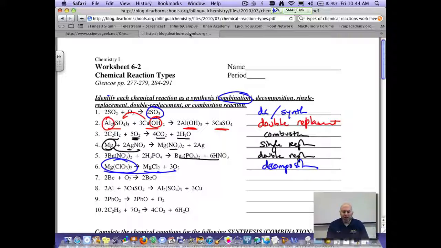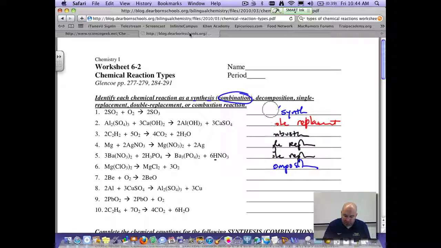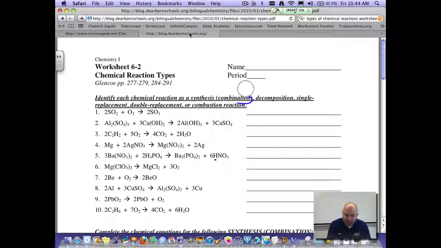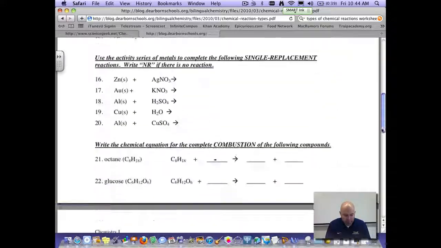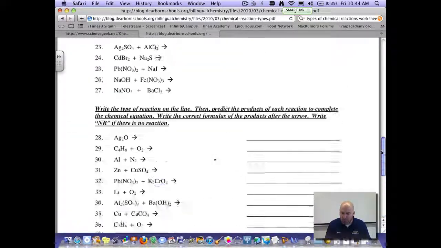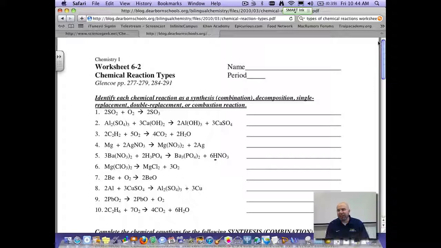You can find all these different examples, worksheets right on the web if you want to practice some extra types of reactions or balancing. Again, this was from the Dearborn schools. Notice that they usually have the answers as well. But there's an example. There's a couple extra practice problems. Hopefully that helps you.